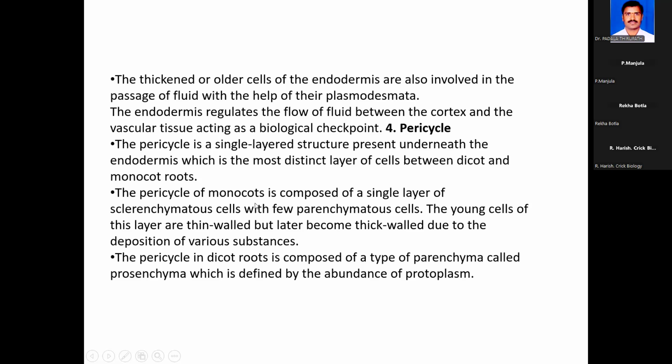The pericycle of monocots is composed of a single layer of sclerenchymatous cells with a few parenchymatous cells. The young cells of this layer are thin-walled but later become thick-walled due to the deposition of various substances. Whereas the pericycle of dicot roots is composed of a type of parenchyma called prosenchyma, which is defined by the abundance of protoplasm. They contain more protoplasm.